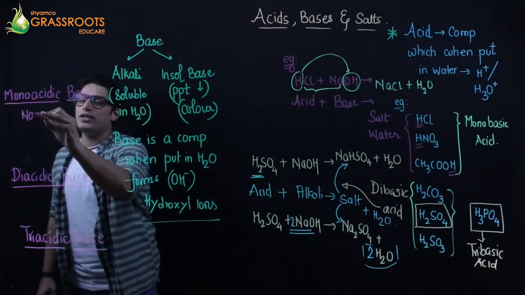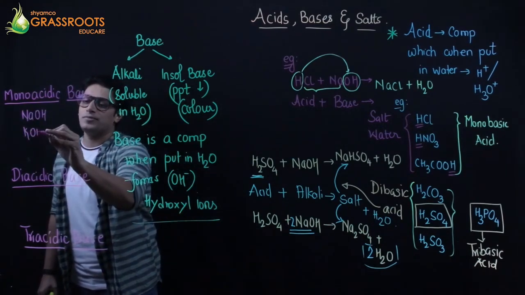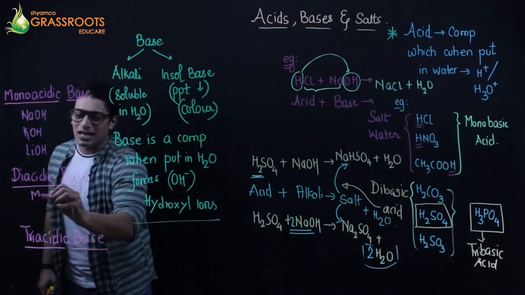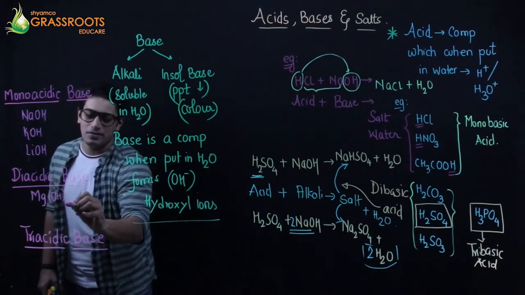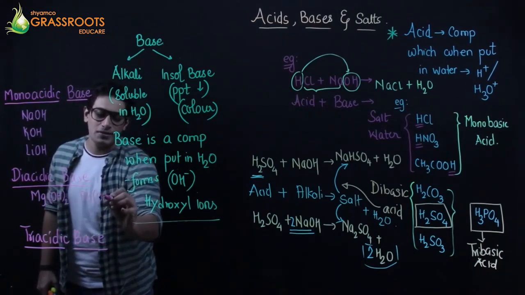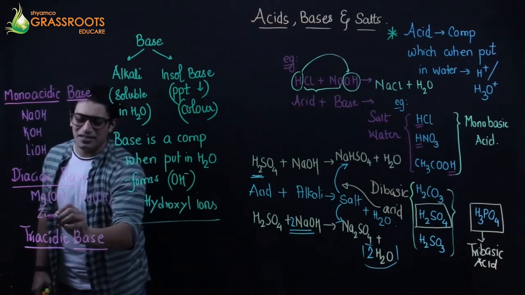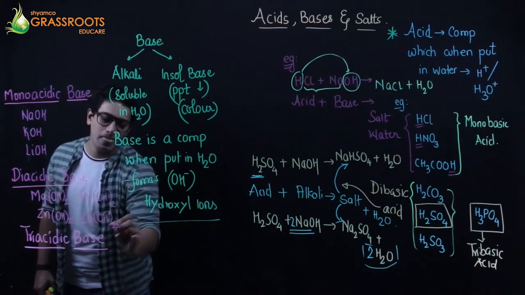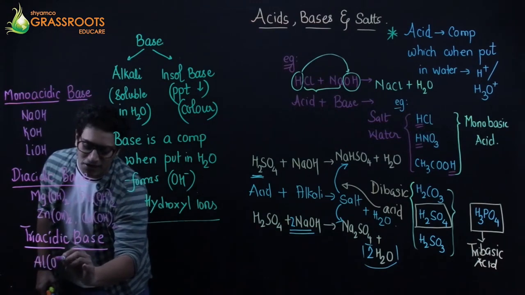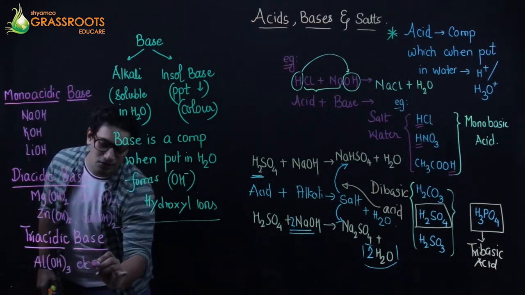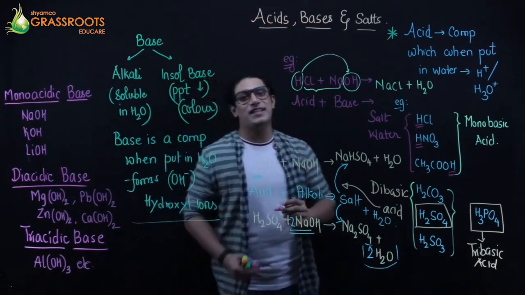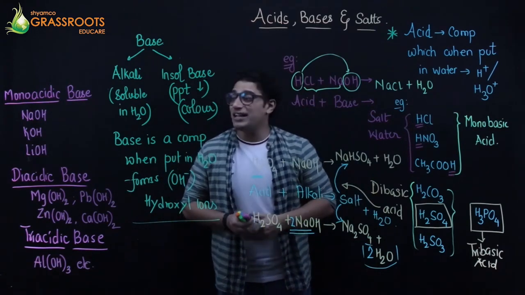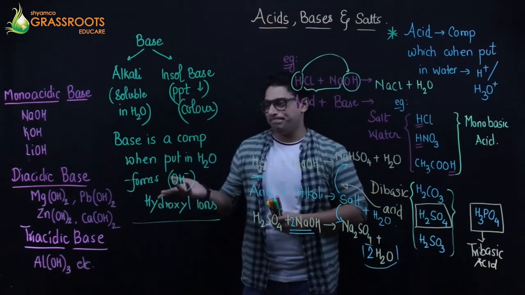Monoacidic bases are NaOH, KOH, lithium hydroxide, etc. In the di category come Mg(OH) twice, Pb(OH) twice, and so many more. Zn(OH) twice, Ca(OH) twice, and in triacidic, aluminium hydroxide, Al(OH) thrice, etc. So these are a few examples of triacidic, di and monoacidic bases. Again, a base with an acid gives me a salt and water.